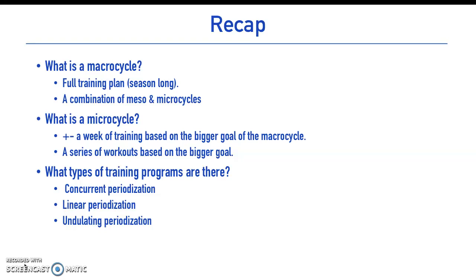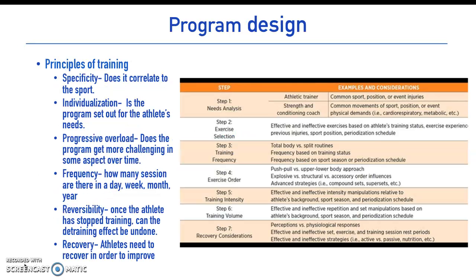And then the undulating periodization, also known as non-linear periodization, is where we try to get the best out of the athlete based on the way that they're feeling. If they're feeling tired, then we don't push them as hard. If they're feeling fresh, we push them harder than we would otherwise. So we're slowly but surely trying to progress that way. Okay, so program design. Just a couple of things we need to look at.